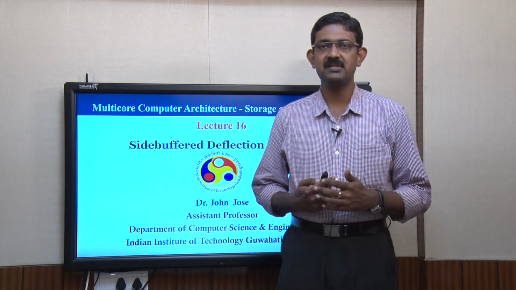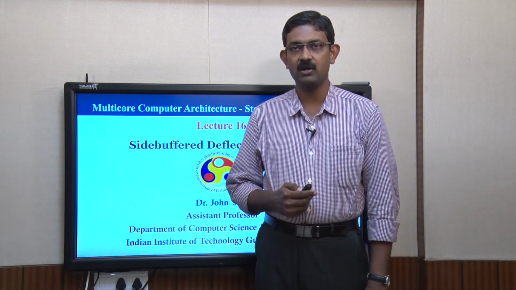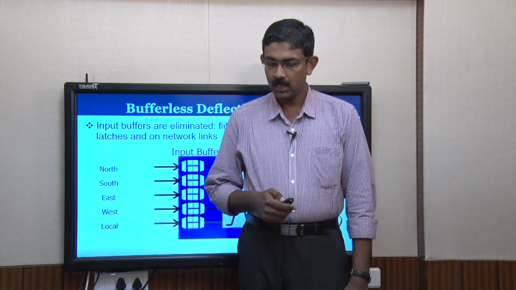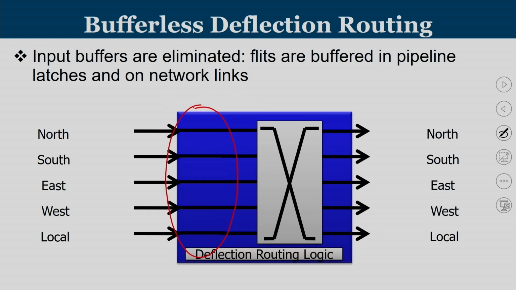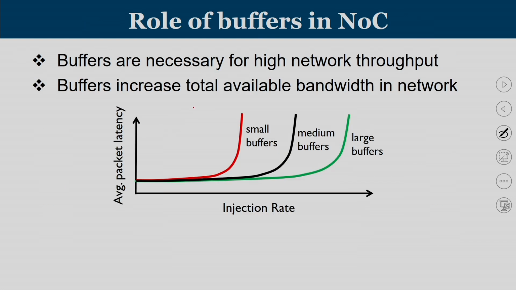Let us try to revisit some of the concepts we have seen on the last day. Input buffers are eliminated and flits are buffered in pipeline latches and network links. Whatever buffers you had on the input side are replaced with deflection routing logic. All flits coming from the various directions are assigned some ports and they move out. So, input buffers are removed and it improves your energy efficiency.